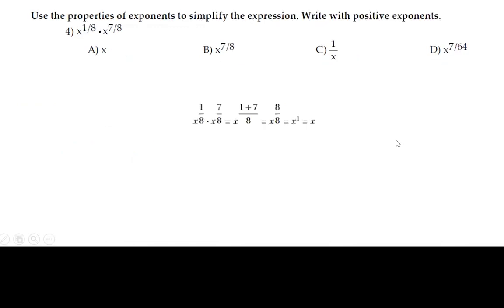Number 4. Use the properties of exponents to simplify the expression, write with positive exponents. We have x to the 1/8 times x to the 7/8. We're multiplying, we have the same base, so we add the exponents. 1/8 plus 7/8 is 8/8, which is 1. So the power ends up being 1. We just have x to the first. X is our answer.